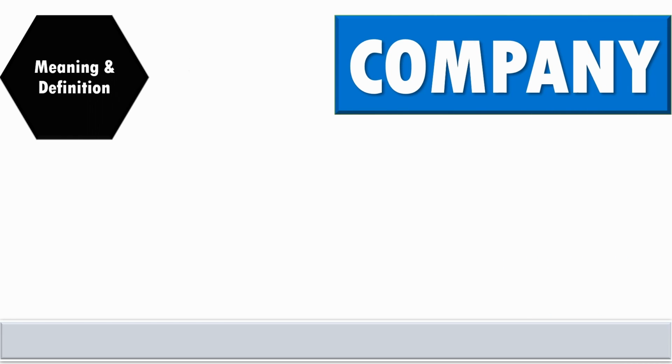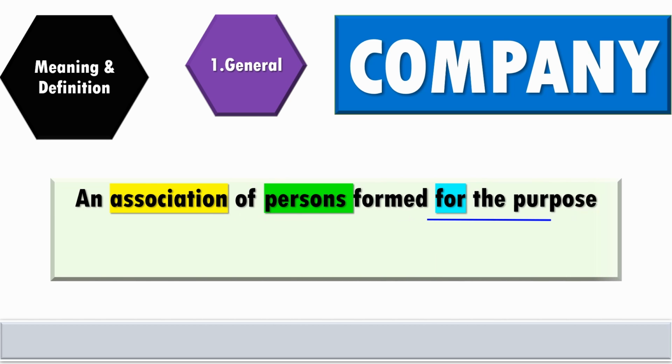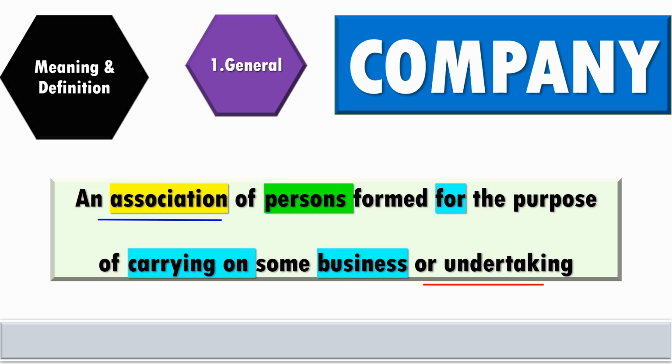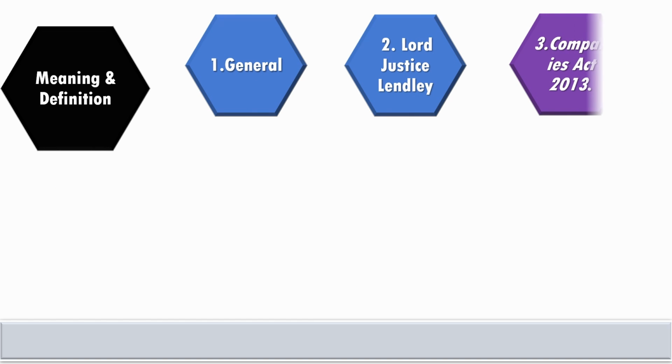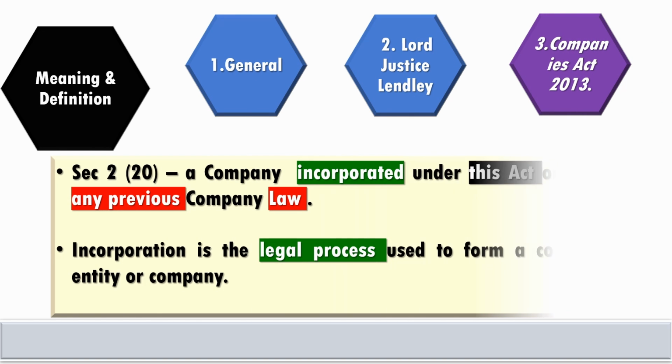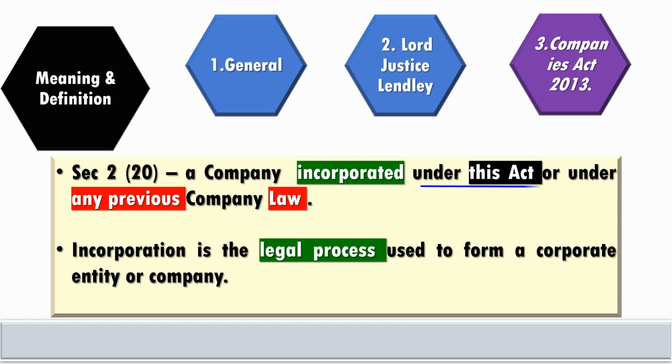From a common perspective, company means an association of persons formed for the purpose of carrying on a business. Companies Act 2013 defines a company under section 2 subsection 20. It says a company is one which is incorporated under this act, that is Companies Act 2013, or any previous company law. Incorporation is the legal process of bringing a company into existence.